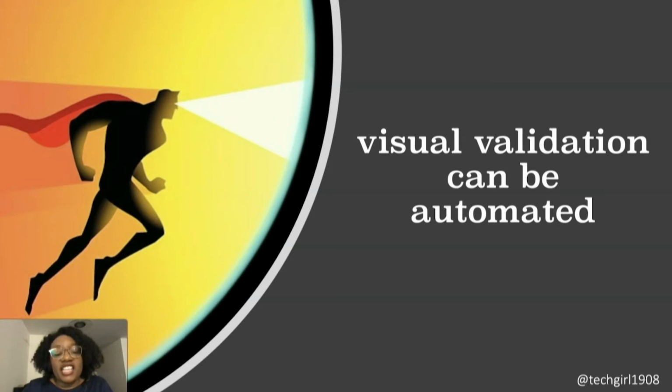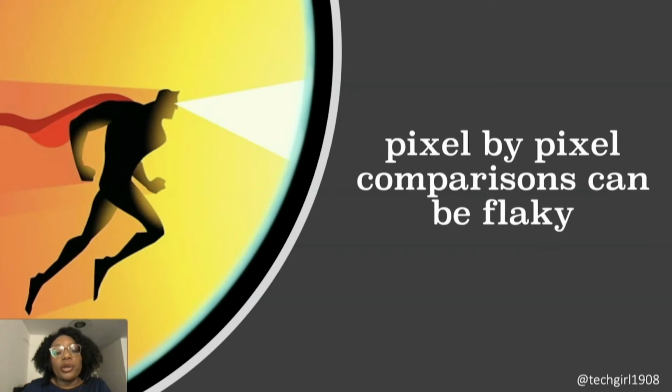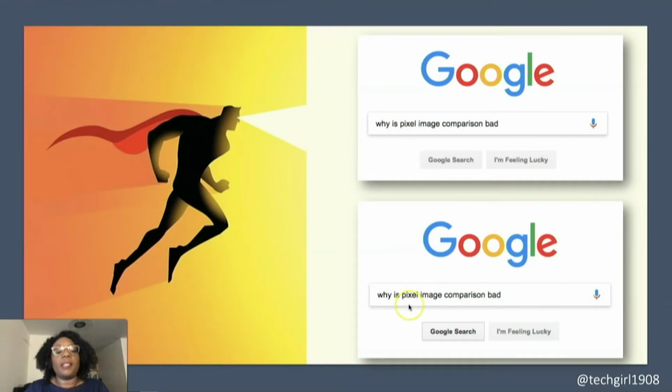Now, visual validation isn't entirely new. In fact, it's been around for a while, but the techniques that we were using are not great for testing, right, as an industry. So most of the solutions out there are using pixel-to-pixel comparison, and this can be really flaky. It's not meant for testing applications. And let me show you what I mean.